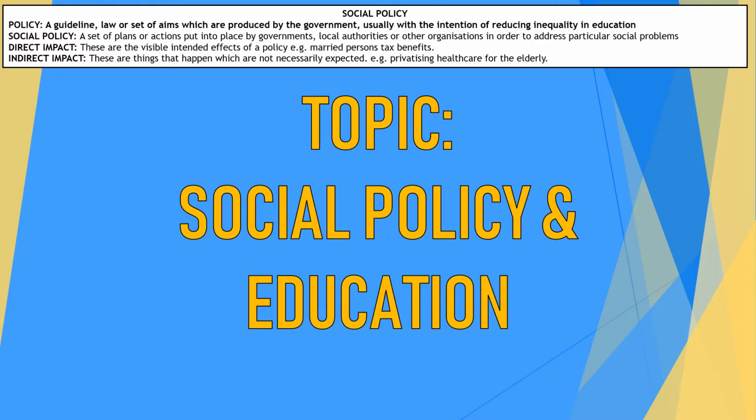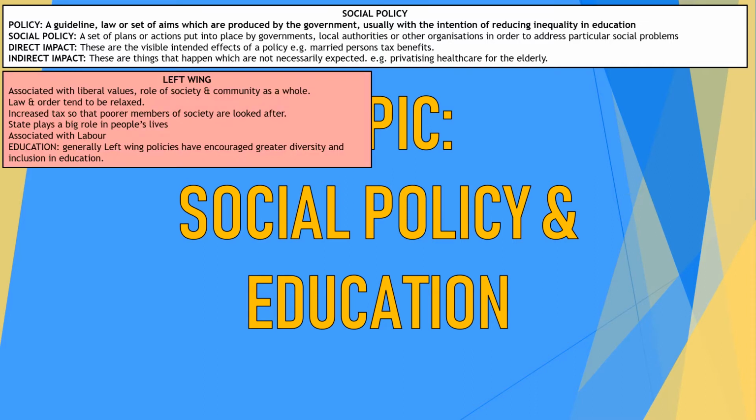A social policy, more specifically, is more lower level, so it's governments and local authorities addressing a specific social issue or problem. Direct impacts would be policies which directly affect a group or have direct intended functions. Indirect would be policies which have an impact on a group or an individual, but that wasn't necessarily intended.